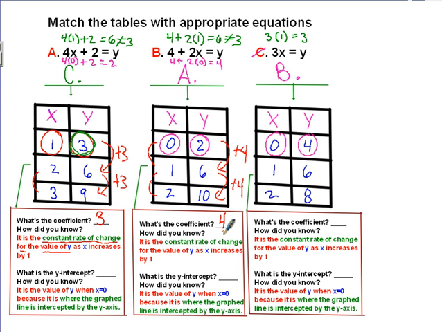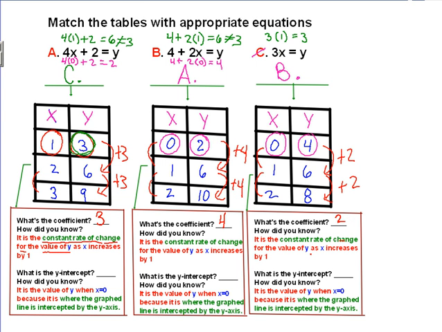When I come over to this last table, again, I'm looking for the constant rate of change for the value of y as x increases by 1. So when x goes up 1, y went up 2. When x went up 1, y again went up 2. So the coefficient is 2 for that equation.